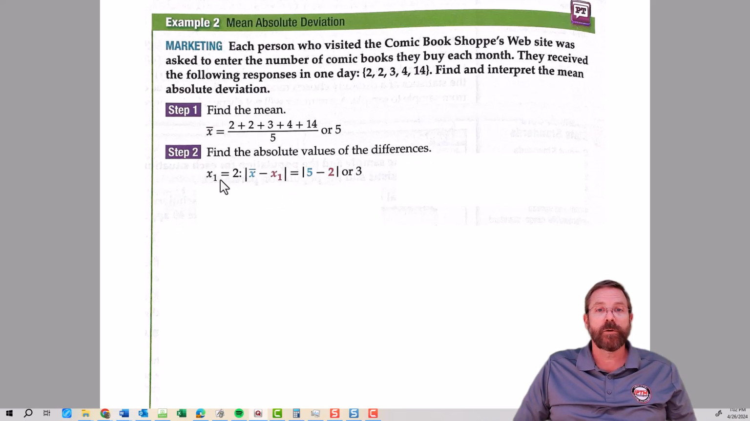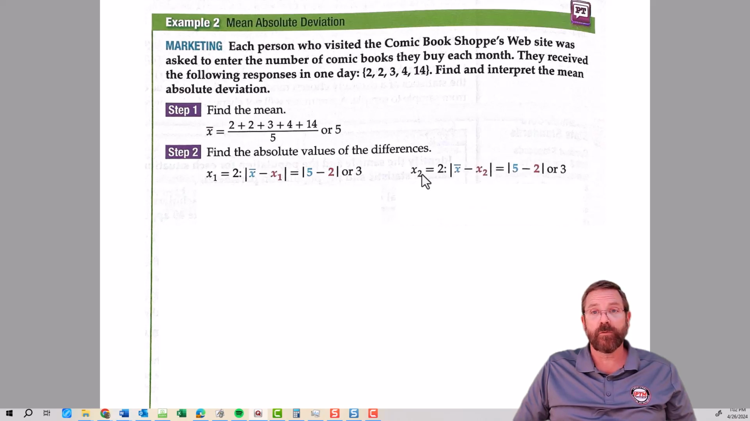For the first data value, x sub 1 was equal to 2. Therefore, the difference between the mean and x sub 1: the mean was 5, x sub 1 was 2. We see that right there as a first term. That gave us 3. Then they do the next data value, which is also a 2 right here. So x sub 2 is equal to 2. They did the mean minus x sub 2, which was 5 minus 2, also known as 3 again.